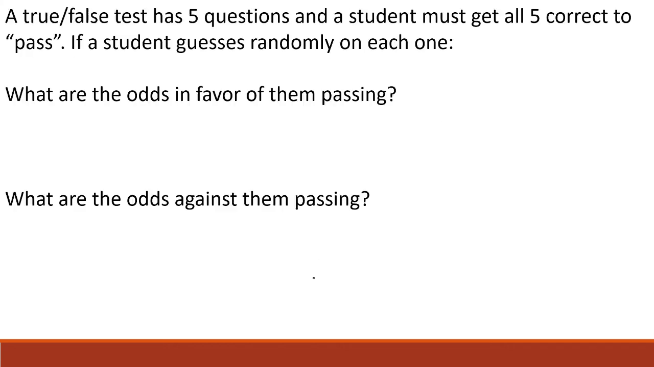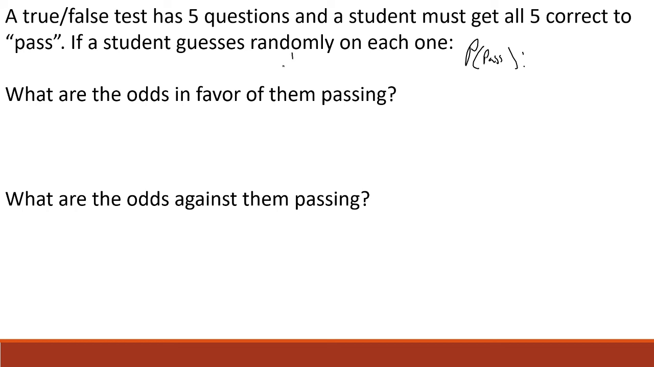So let's do an example here. We have a true-false test that has 5 questions, and a student must get all 5 correct to pass. So what are the odds in favor of passing? What are the odds against passing? Well, let's figure out the probability way first, and I'll show you. So the probability of passing. Well, if he needs to get all 5 correct, and they're true or false, it means he has a half a chance of getting each one correct.